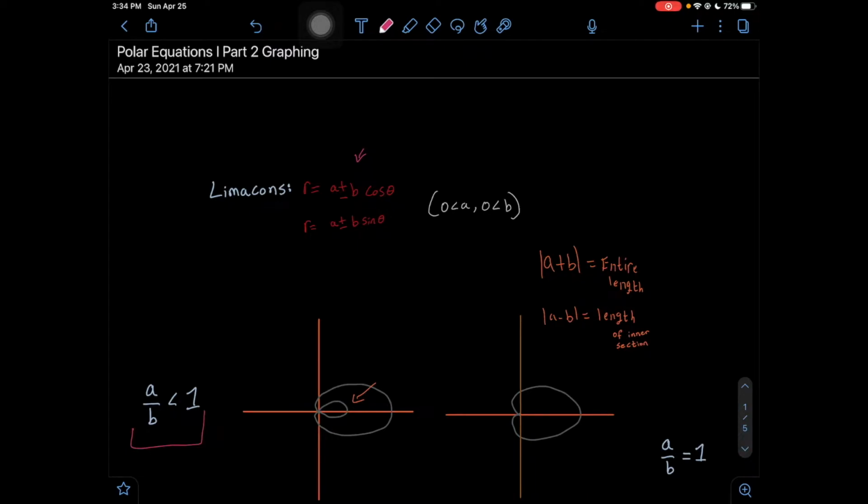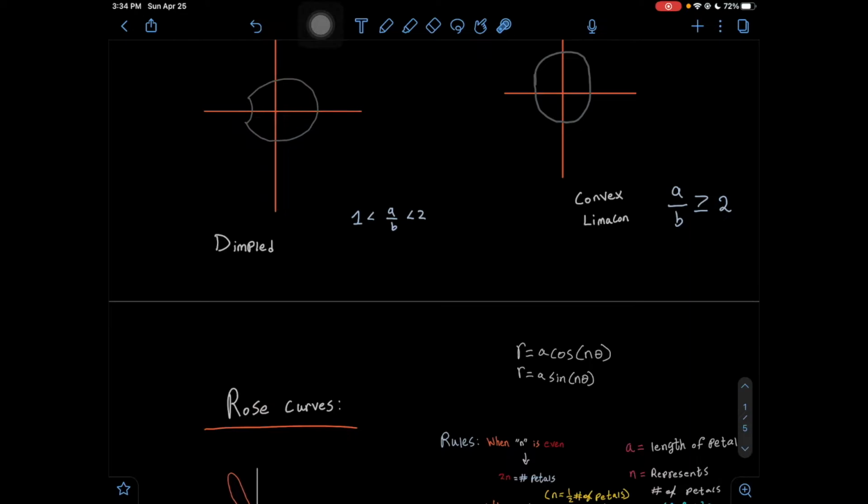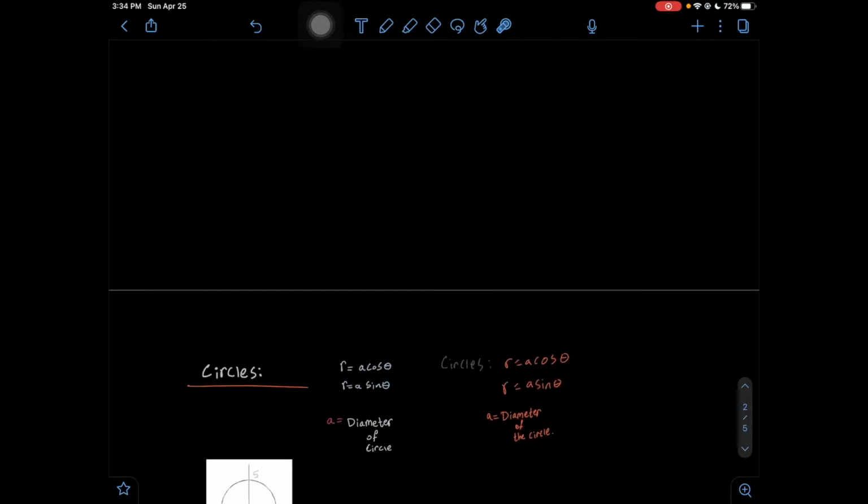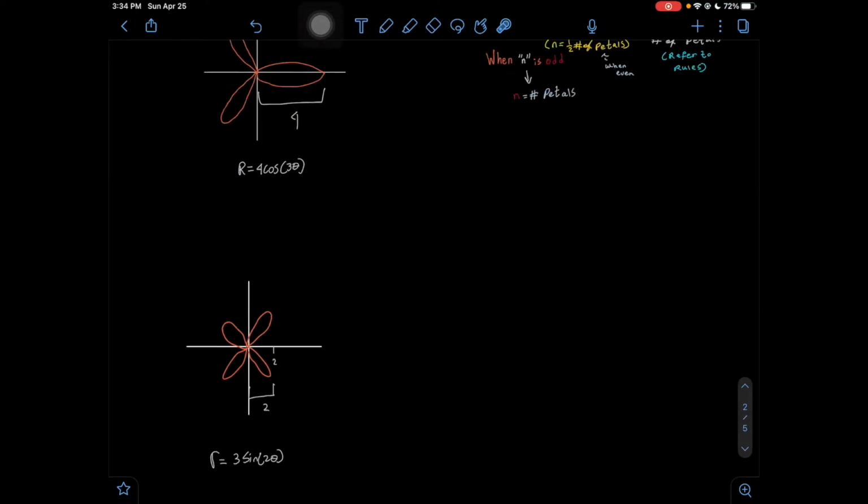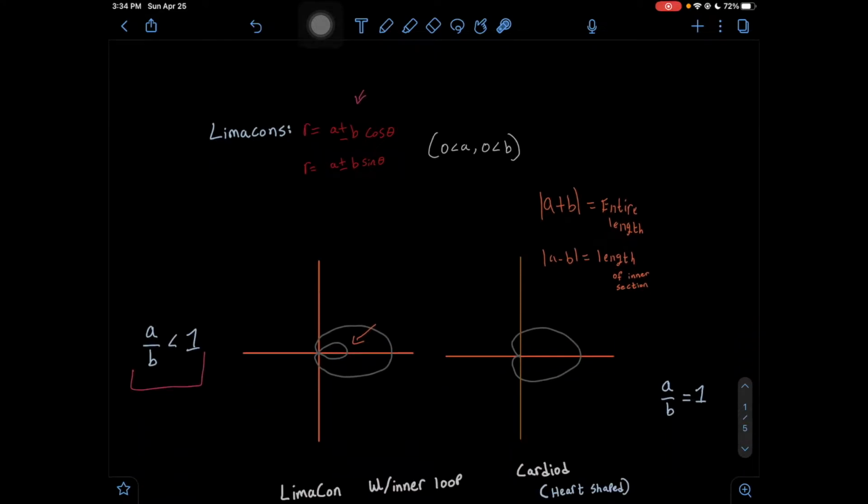In today's video, we'll be going through the process of how to graph polar equations. Well, there are different types of polar curves, those being Limaçons, rose curves, as well as circles. Now, let's look at the first one, which is Limaçons.